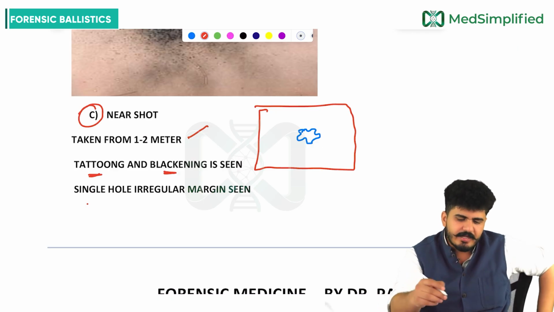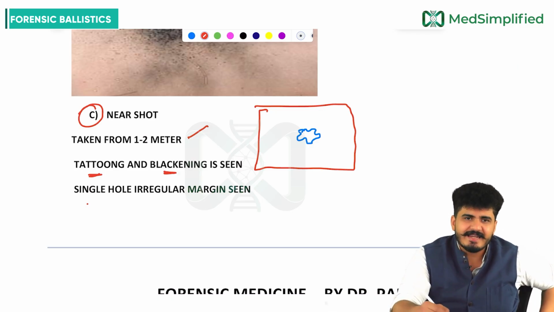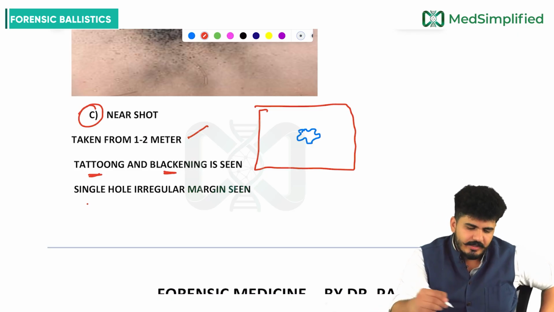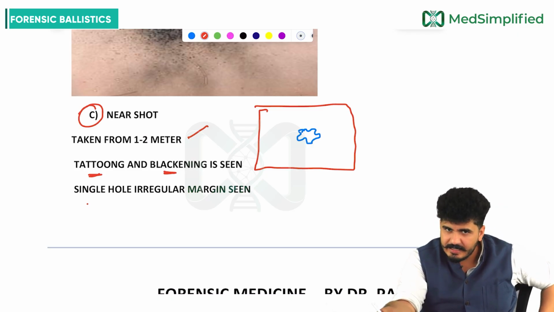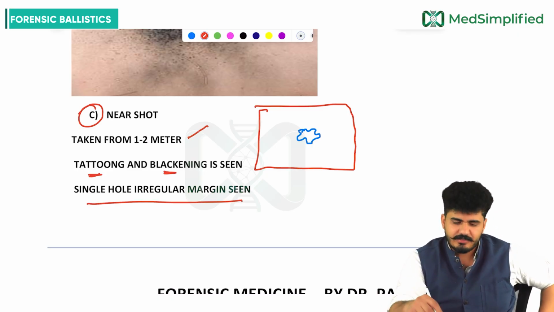So you can see the tattooing and blackening is there. But burning is not there because fire cannot travel more than 1 meter. That is why tattooing and blackening, yes, you can see, but burning you cannot. And the hole is irregular in margin.